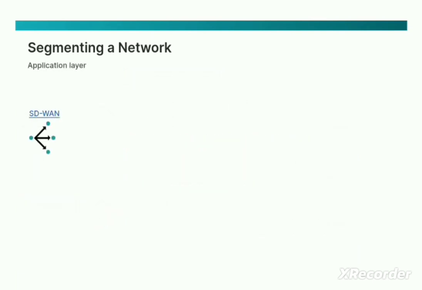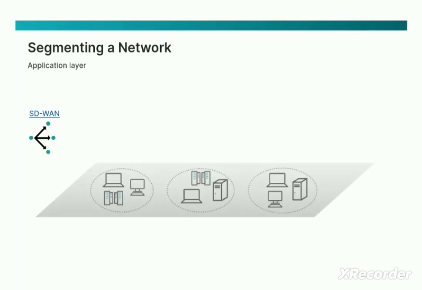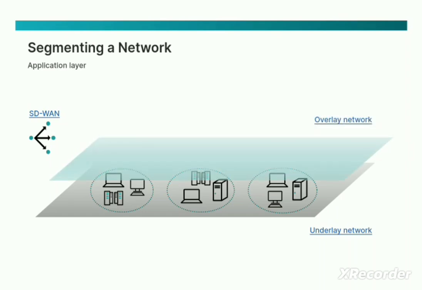A software-defined wide area network, SD-WAN, is implemented at the application layer. With an SD-WAN, the physical network, also known as an underlay network, applies an overlay network. The overlay network includes tunnel-encrypted virtual paths.